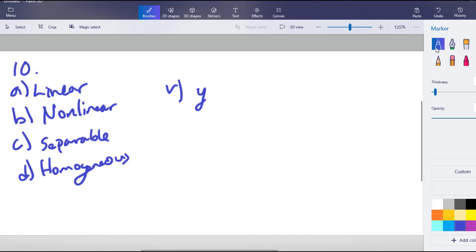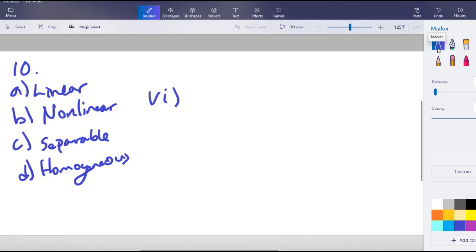On part 5, we have y prime equals negative x divided by y. You can see that y on the right-hand side is in the denominator. That makes this decidedly nonlinear. However, that doesn't mean it's not separable. It is separable, and it is still homogeneous.